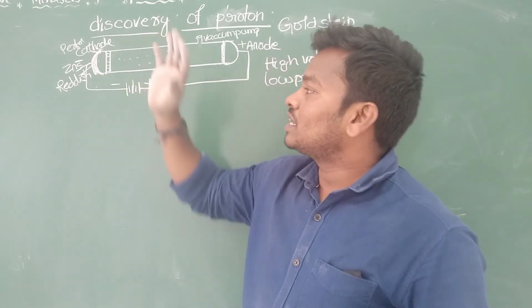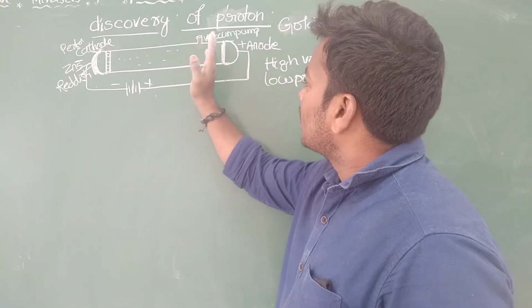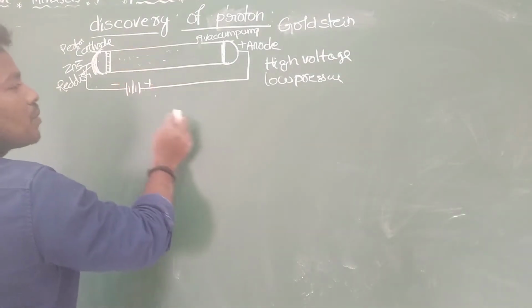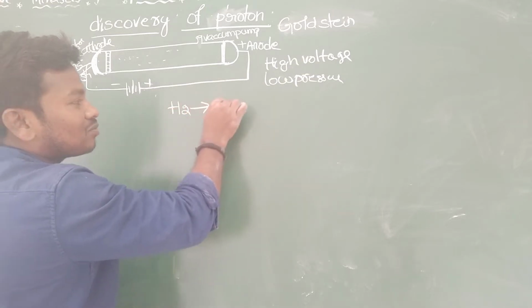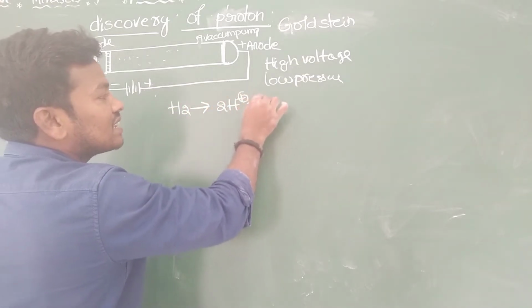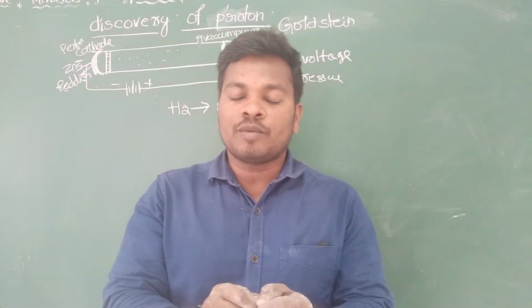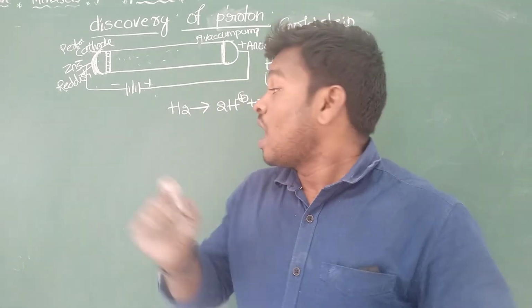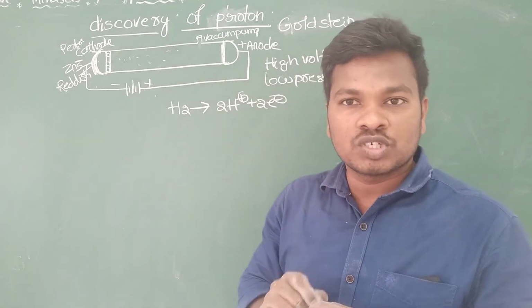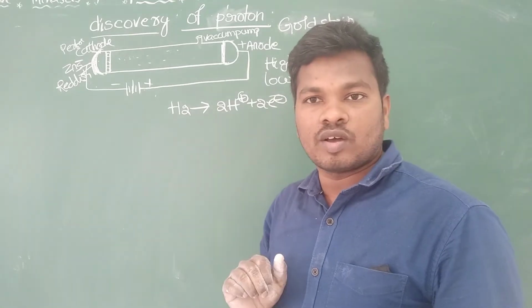So, how do we confirm that these are positive rays? The rays originate not from the cathode but from the anode side. We know that when a high potential difference is applied, the gas molecules are ionized and release electrons. The positive rays, these canal rays or anode rays, carry positive charge. They come from the gas molecules.